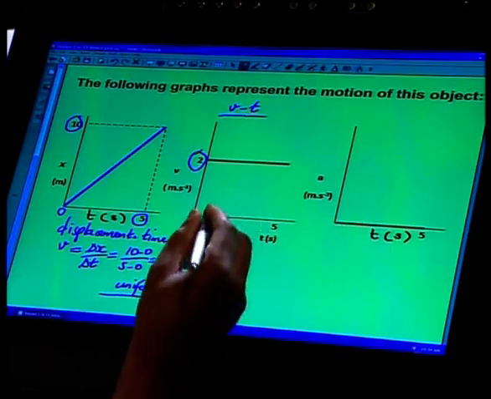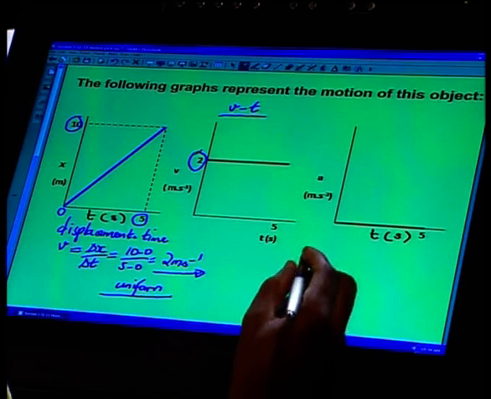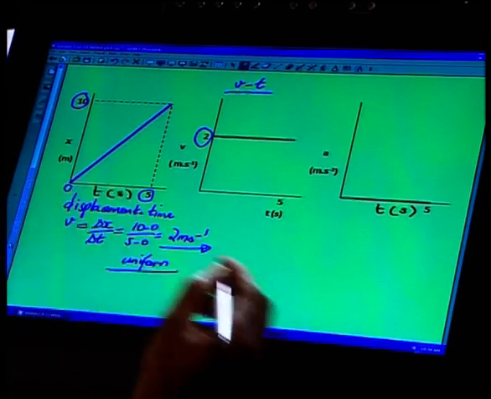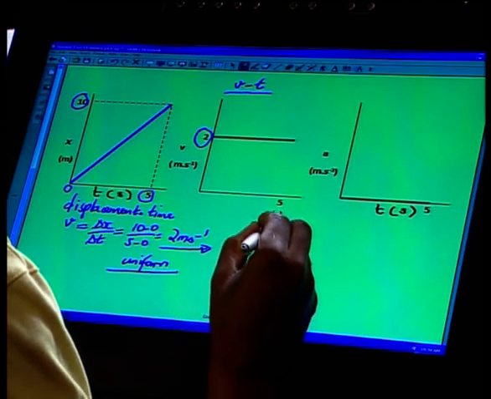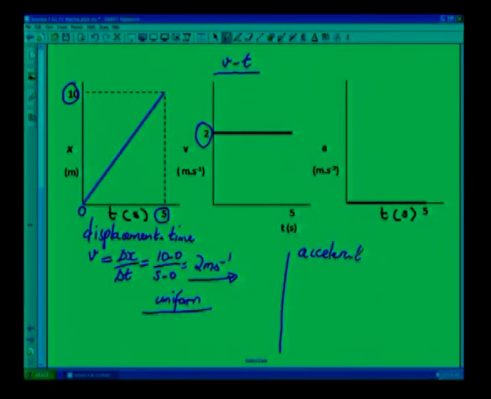Now, remember that with acceleration, we define acceleration as the change in velocity divided by change in time, so the rate of change of velocity. So acceleration is the rate of change of velocity, right? Now, is velocity changing?